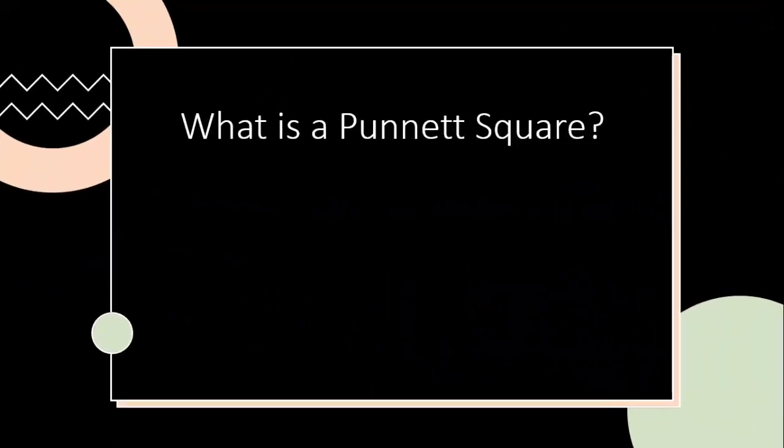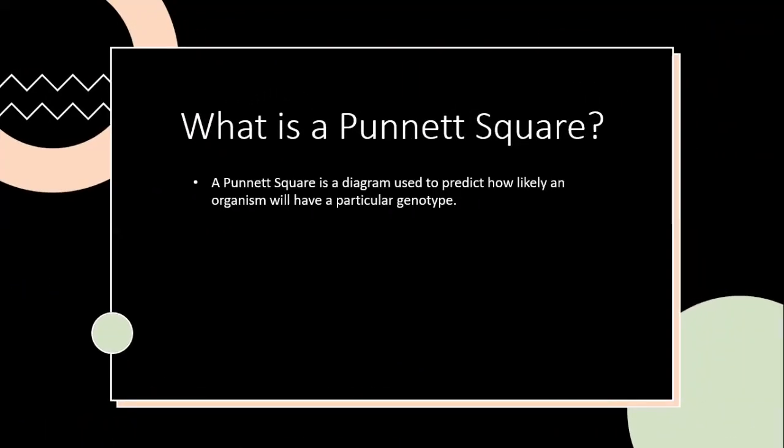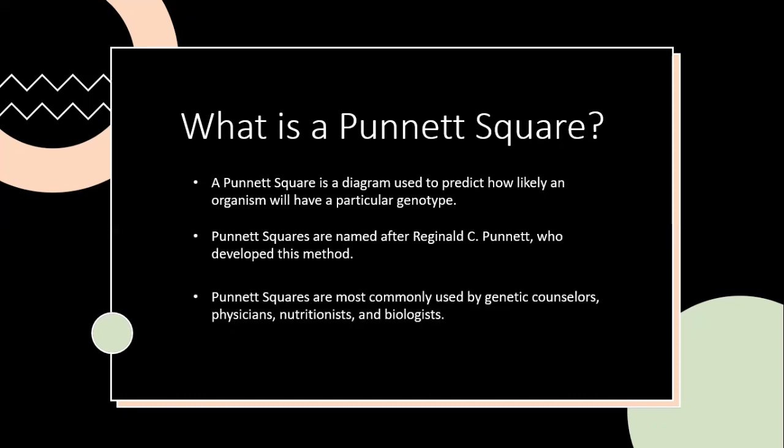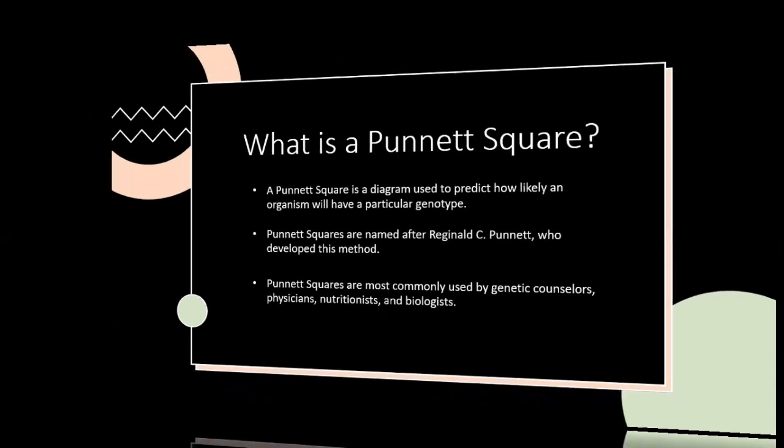Now, what is a Punnett square? A Punnett square is a diagram used to predict how likely an organism will have a particular genotype. Punnett squares are named after Reginald C. Punnett, who developed this method. They are commonly used by genetic counselors, physicians, nutritionists, and biologists, so if any of these are a career of interest for you, you would most likely be using Punnett squares quite often.